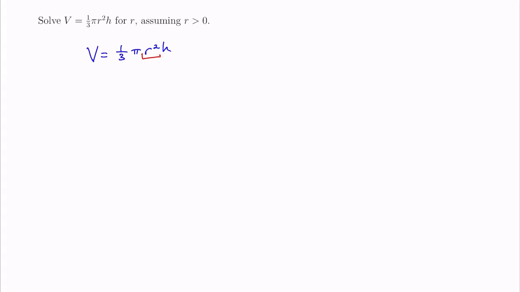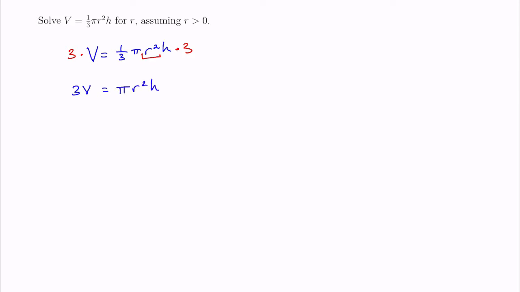We could try to do this in one step, or we could choose to do it in two steps. In this video, I will do it as a two-step process. The first thing we could choose to cancel out would be the 1/3. Because 1/3 is multiplied by the r squared and everything else on the right side of the equation, we will multiply by the reciprocal, 3/1, or 3. Remembering to multiply both sides of the equation by 3, we end up with 3v equals pi r squared h.